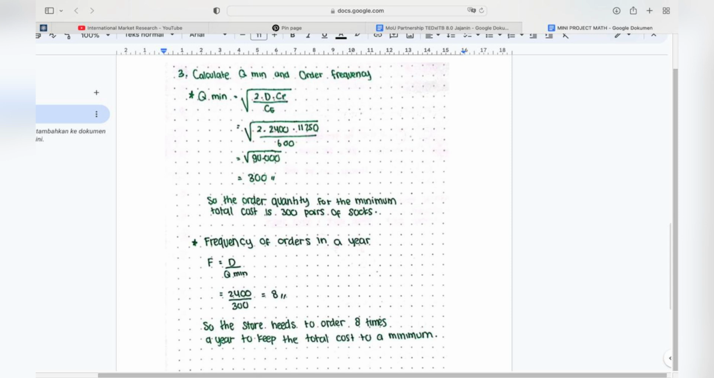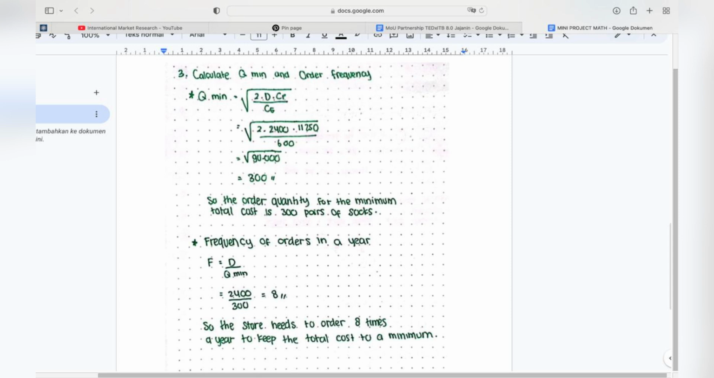For number 3, we calculate Q min and the order frequency. Q min is equal to the root of 2 times D times CP per CS, which is equal to the root of 2 times 2,400 times 11,250 per 600. This is equal to the root of 90,000, and that is equal to 300.